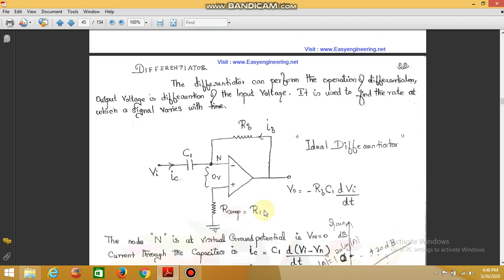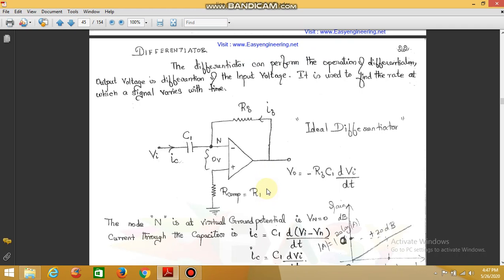So now we can go for the derivation. We need to obtain the output voltage such that V0 is equal to dVi by dt. We are going to make some assumptions. This is the particular node N, and node N will be considered as the virtual ground. Since there is a virtual ground, the voltage at node N, Vn, is equal to 0.